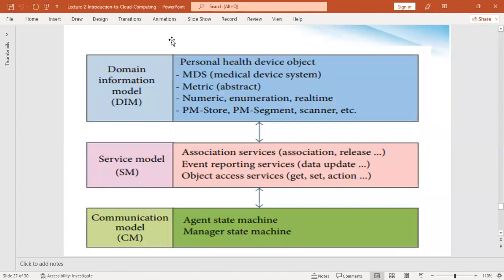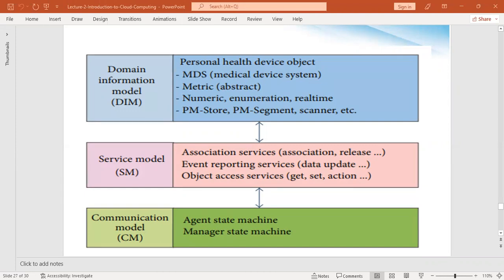Then we have the last but not the least, which is basically a domain information model, and it's a protocol stack for the sensor node. So the first is the domain information model. It's kind of the agent, which is expressed as a set of objects, and each object has one or more attributes, and then attributes will be used to describe medical data, which will be sent to the manager by the agent.